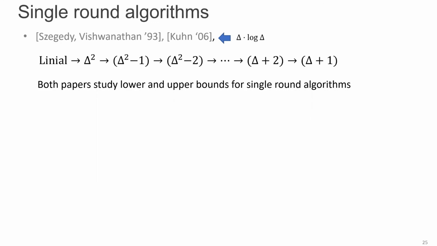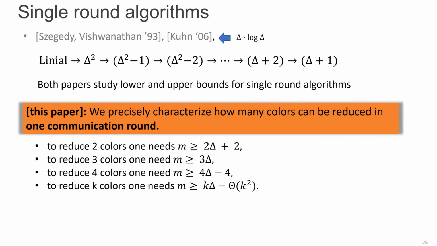And our contribution in this respect is that we precisely characterize what can be done in a single communication round. So for example, if you're given an M coloring, to reduce 2 colors, you need your M input coloring to have at least 2 delta plus 2 colors, and so on.